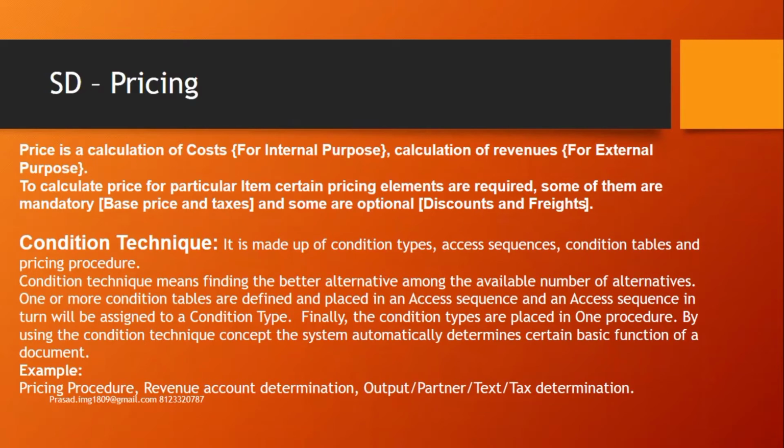And these multiple condition tables we define in the system will all be placed in an access sequence. The access sequence in turn will be assigned to a condition type, which we will see. Finally, the condition types are placed in one procedure. By using the condition technique concept, the system automatically determines certain basic functions of a document. So when we place all these steps in a sequence, it forms a pricing procedure determination based on the condition technique.